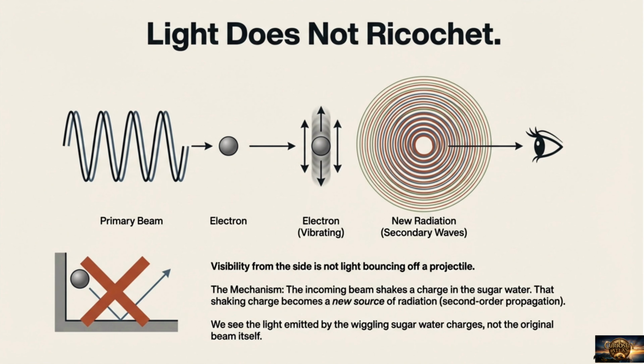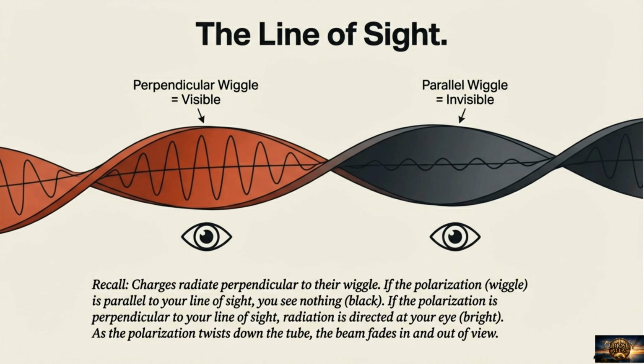Visibility from the side is not light bouncing off a projectile. The incoming beam shakes a charge in the sugar water. That shaking charge becomes a new source of radiation, and we see the light emitted by the wiggling sugar water charges. Charges radiate perpendicular to their wiggle.